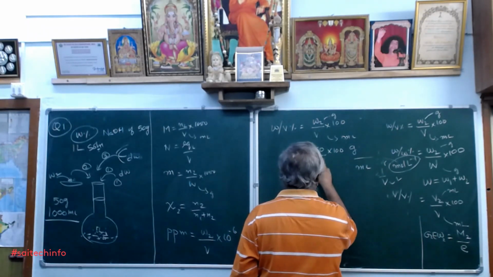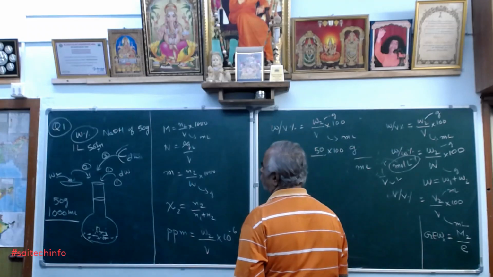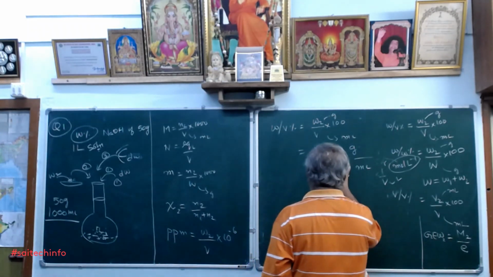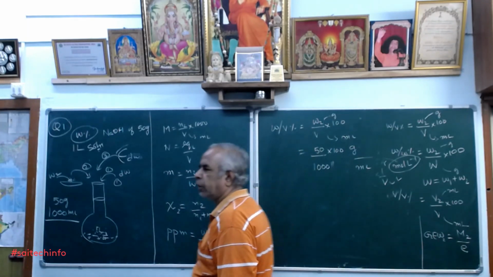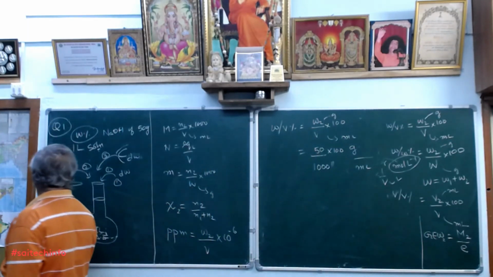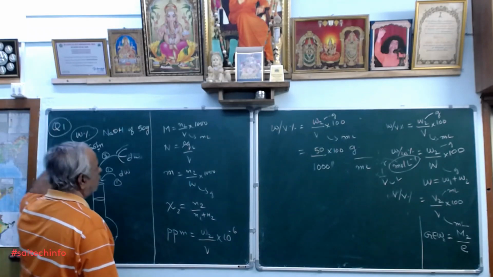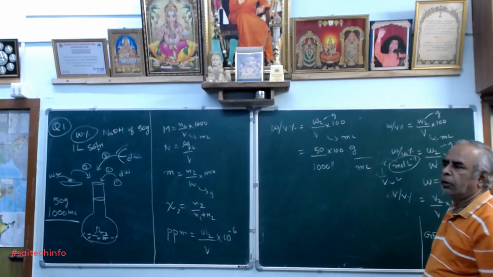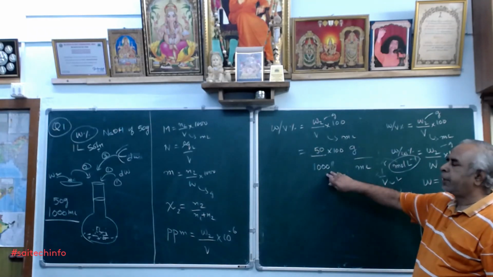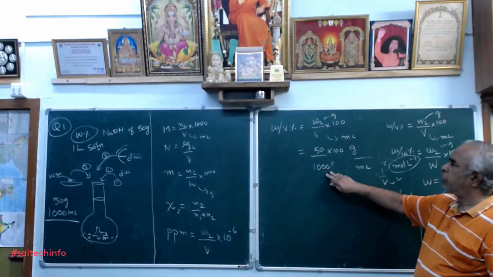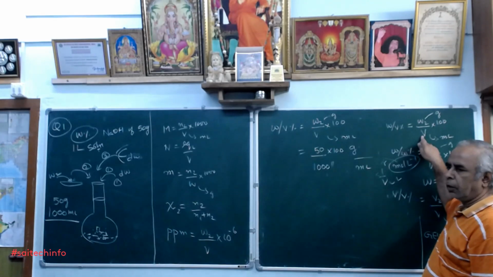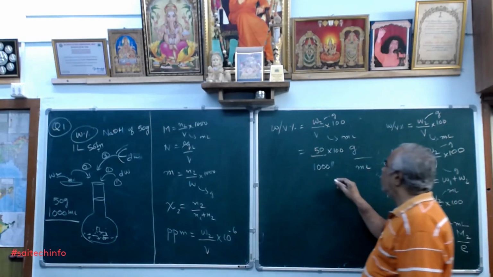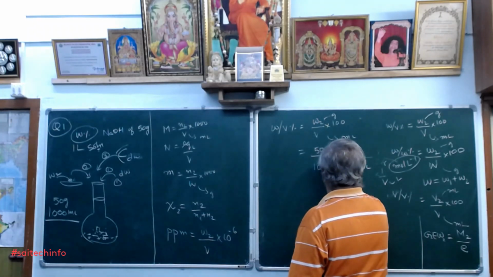So 50 divided by, and this is 1 liter is equal to 1000 ml. So you should remember, you have to convert this. You cannot take it as 1 liter. This is 1 liter, but here it should be taken as 1000 ml. You cannot keep it as 1 liter because I already told you this volume in this formula is taken as ml only. So you have to convert this. Now you can cancel this, you can cancel this.